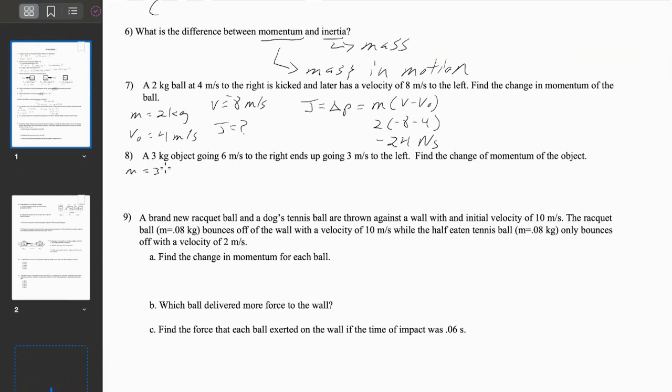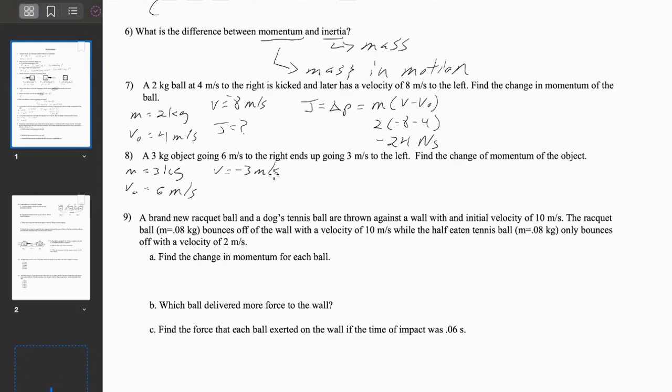Number 8, a 3 kilogram object going 6 meters per second. Our mass is 3 kilograms. Our V naught is 6 meters per second to the right, so it's positive. It ends up going 3 meters per second to the left. So final velocity is negative 3 meters per second. Find the change in momentum of the object.